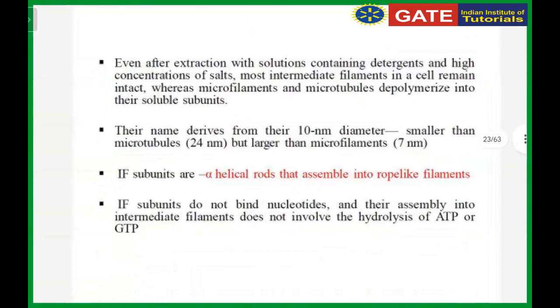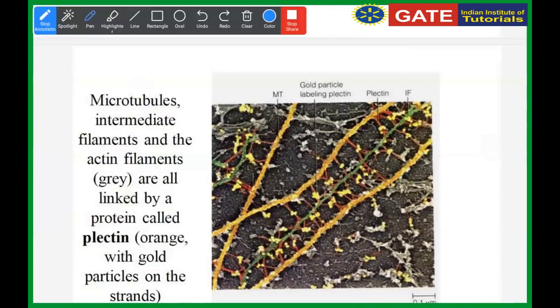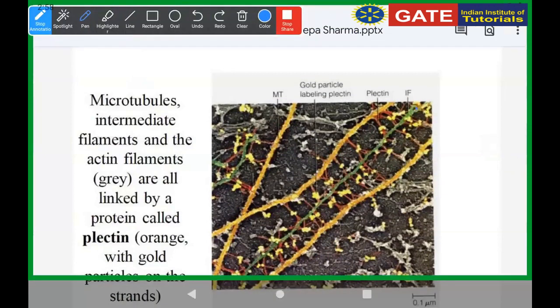Intermediate filaments have helical rod-like structures assembled to form rope-like filaments. For example, plectin. Plectin helps to bind the intermediate filament to the other filaments. For example, I told you intermediate filaments and microtubules are associated. Here this is the intermediate filament, and here the microtubules are there, the yellow colored one. These two are joined by plectin. Connective proteins like these are called plectins.